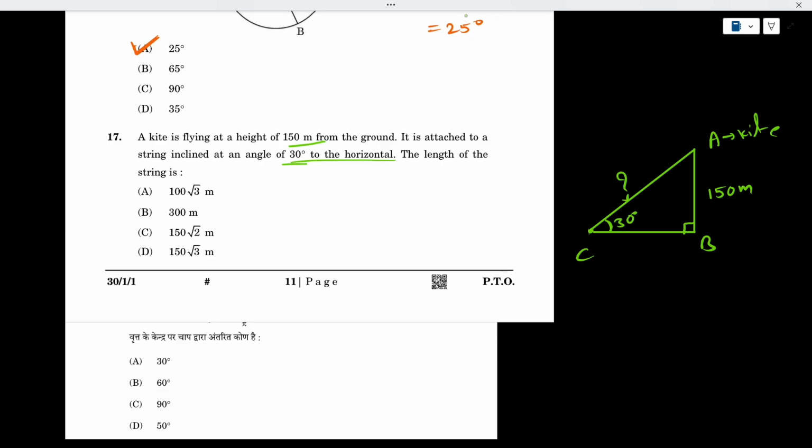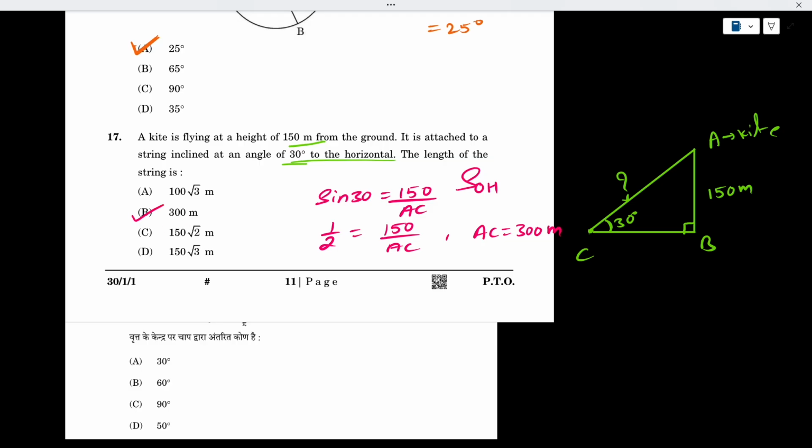AC length. Now if you see this, with respect to the acute angle 30 degree, this is called opposite, and this is hypotenuse, because the side opposite to 90 degree is always hypotenuse, right? So which rule am I going to use here? SOHCAHTOA, sine is opposite by hypotenuse. So you can take sine 30 is equal to 150 by AC, which is the length of the string. 1 by 2 is 150 by AC. So AC is going to be equal to 300 meter, right?